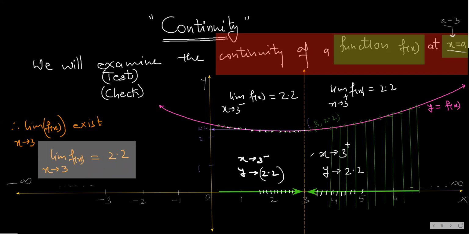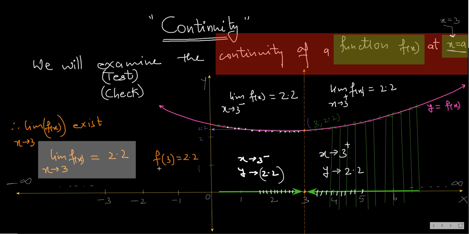And what is f of 3? What is the value of f of 3? If I ask you the value of f of 3, it means I'm asking you what is the function value when x is equal to 3. So when x is equal to 3, the function value is 2.2.